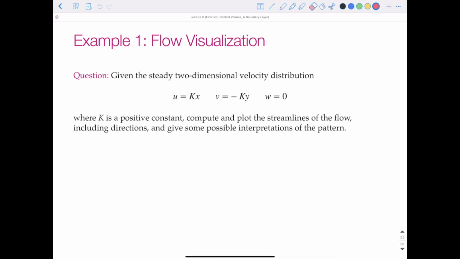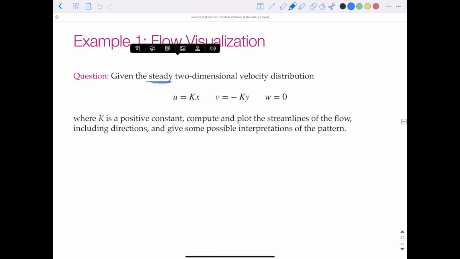So this is an example where we have a steady two-dimensional flow field. Let's point out it is steady and it's two-dimensional. So we have our x component of velocity, u, equal to kx, some constant k times x.